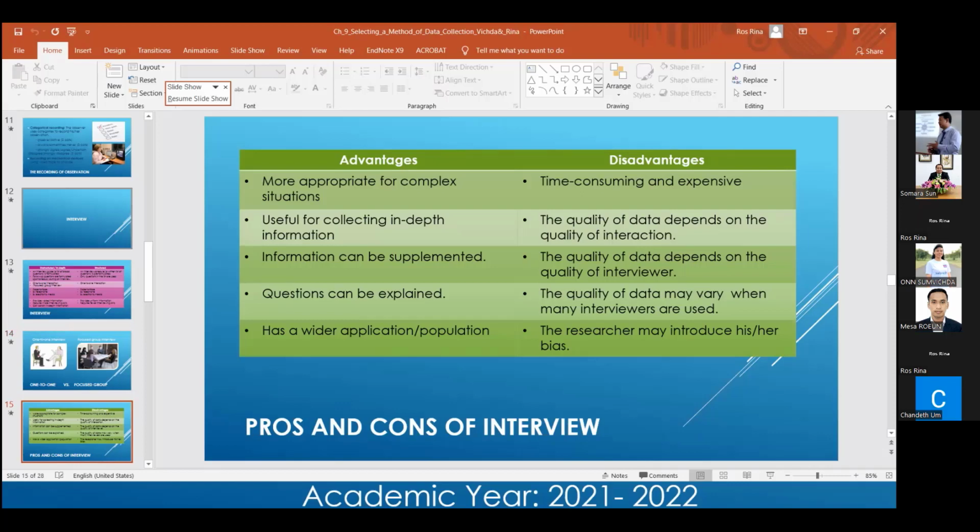Time consuming and expensive. The quality of data depends on the quality of interaction. The quality of data depends on the quality of the interviewer as well. The quality of data may vary when many interviewers are used. The researcher may introduce his or her bias. So this is the disadvantages and advantages of using interview.